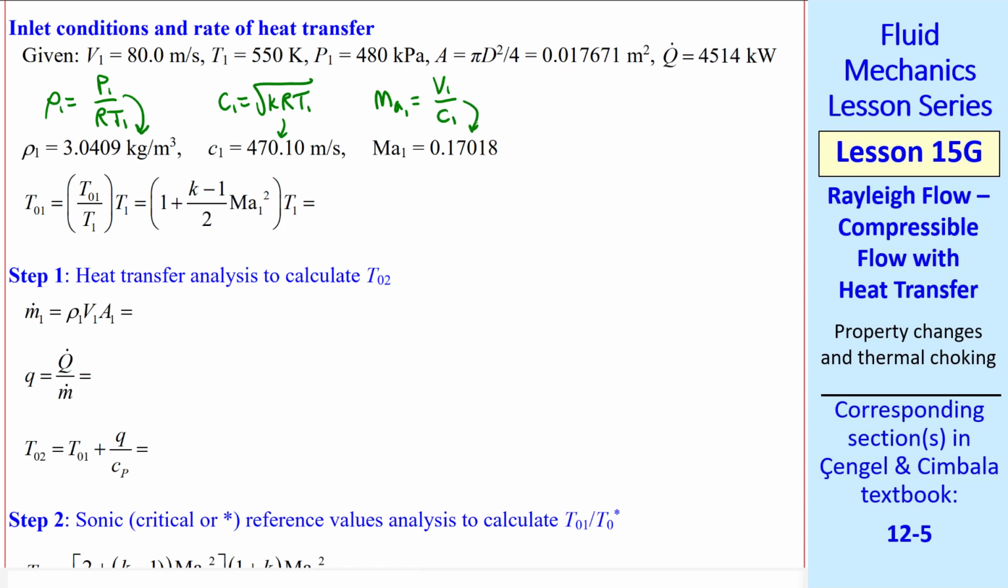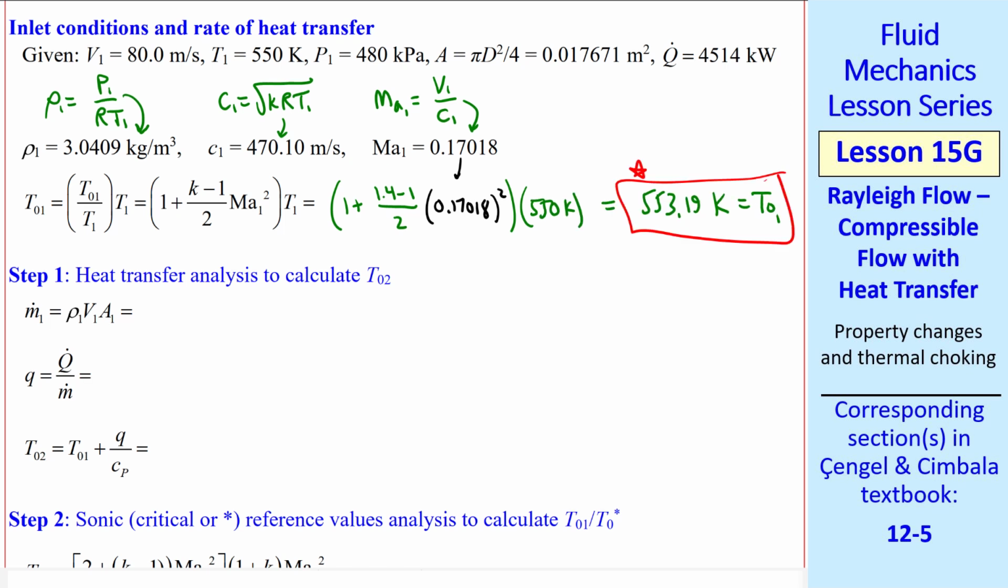We can also get T naught 1, the stagnation temperature, which is T1 times 1 plus (k minus 1) over 2 times Mach number squared, where I'm using the k for air here. Plug in our Mach number and T1, which was given, and I get T naught at location 1. I'm keeping about 5 significant digits here to avoid round-off error. All final answers will be given to 3 digits.